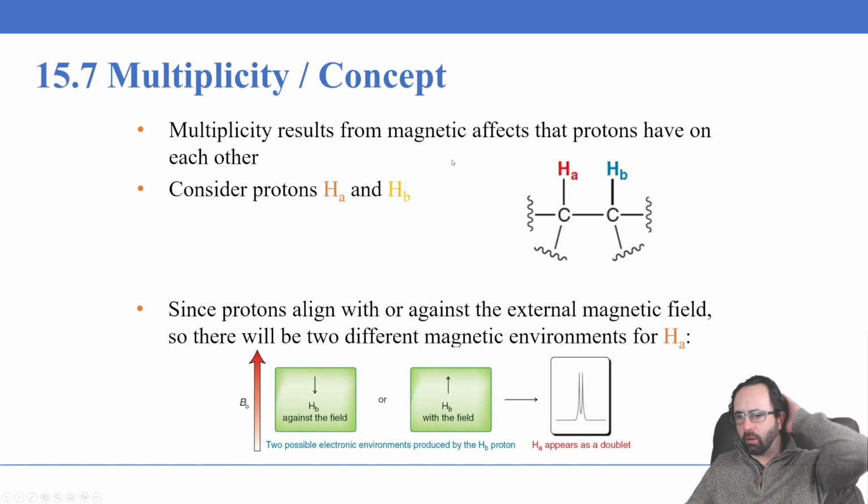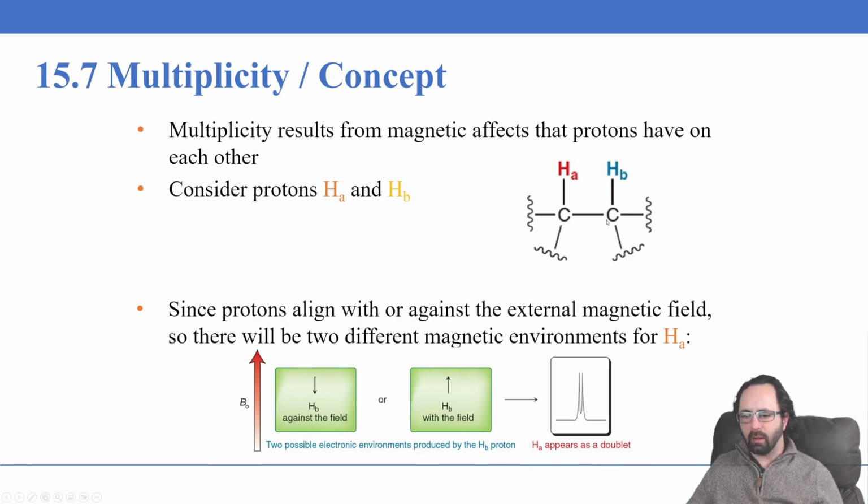So multiplicity results from the magnetic effects that protons have on each other. They each have their own electrons around them, and those are moving as well. And so when a proton is close in space to another one, the movement of their electrons creates a magnetic field that affects the neighboring hydrogen. And in some cases, the movement of the proton here in the hydrogen B, its direction will be in the same direction as the external field.